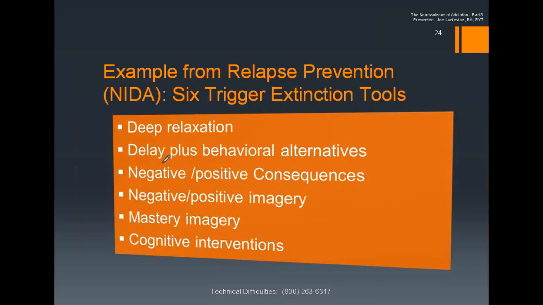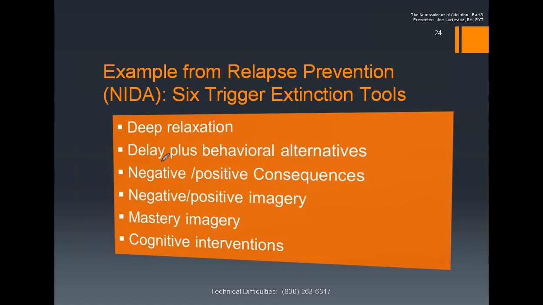Delay plus behavioral alternatives. For example, teaching someone to count to 10 first, to go for a walk or exercise, to induce the body's own natural opiates to work their way through the body, to feel good in a different way, right? To forge a new pathway to the prefrontal cortex, right, which is different than the old drug-using one. To call a sponsor, delay plus behavioral alternatives, helps us develop new pathways to the reward center in the front.